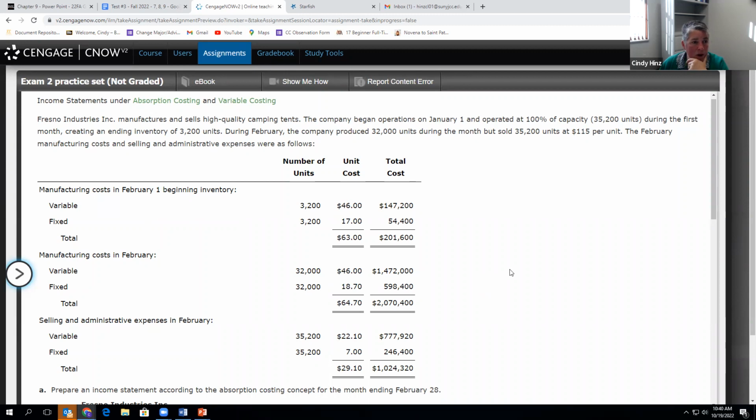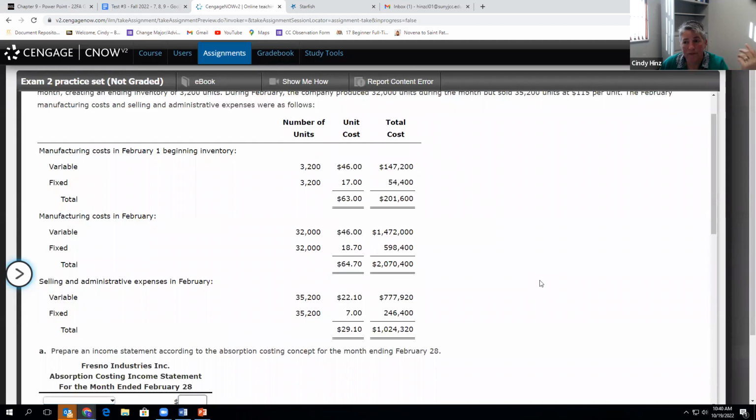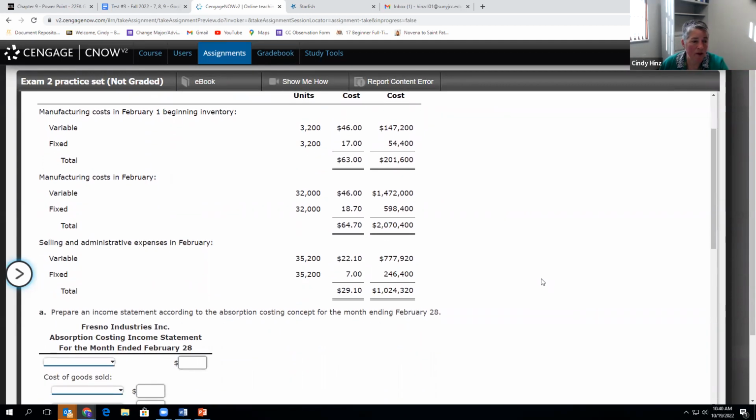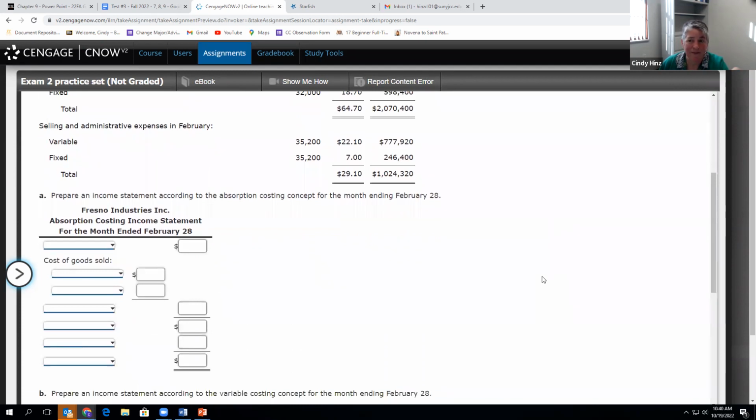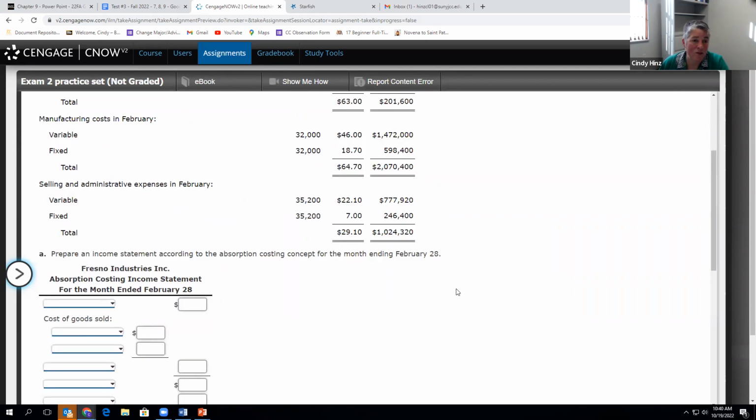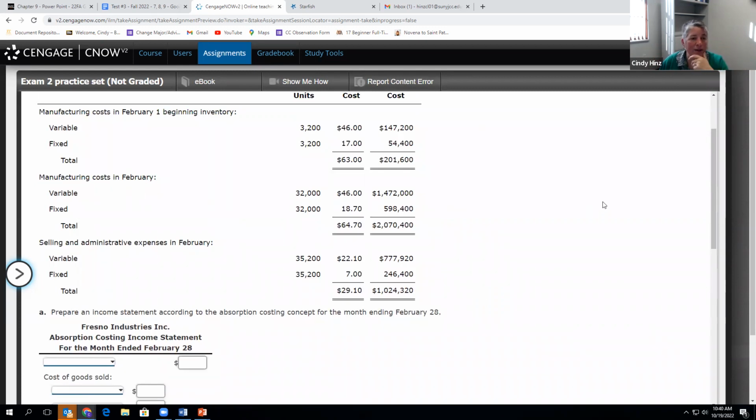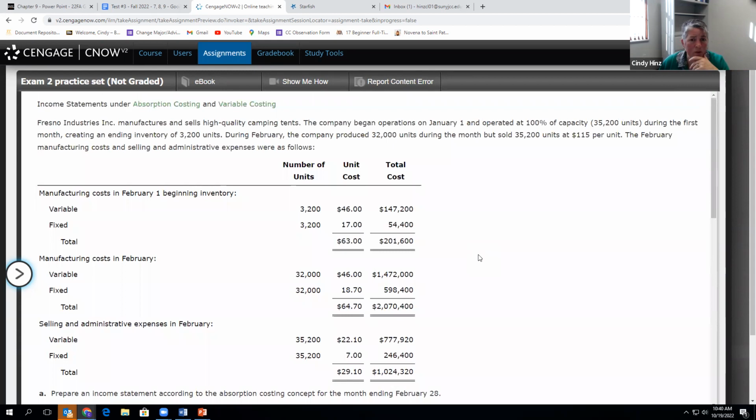So chapter 21 covered absorption versus variable costing. We know that absorption costing is what is required for GAAP. What that means is the fixed costs are treated as a product cost, and so they get attached to the product itself. If the product hasn't been sold, then those fixed costs are sitting in inventory. And so we need to be very careful about what that incentivizes, what that encourages management to do. We don't want to produce for inventory. We've been talking about that a lot in class. We want to produce because we have a sale. We have someone who's going to buy it from us.